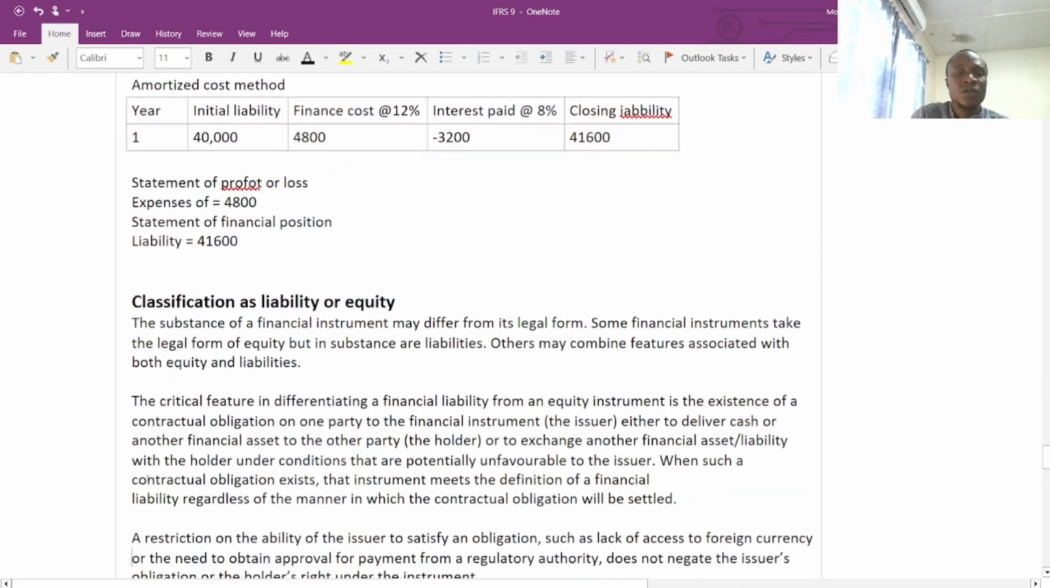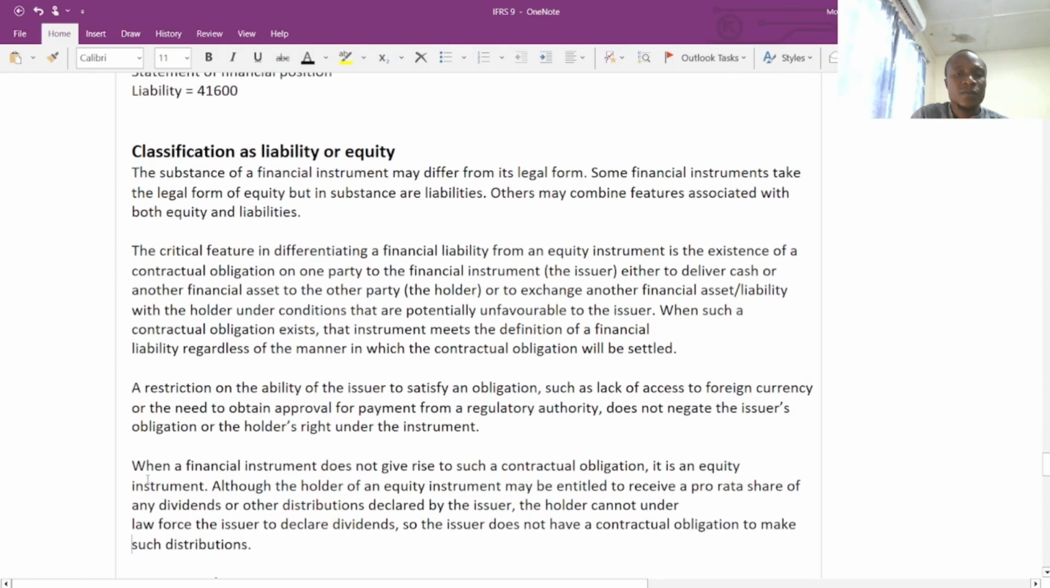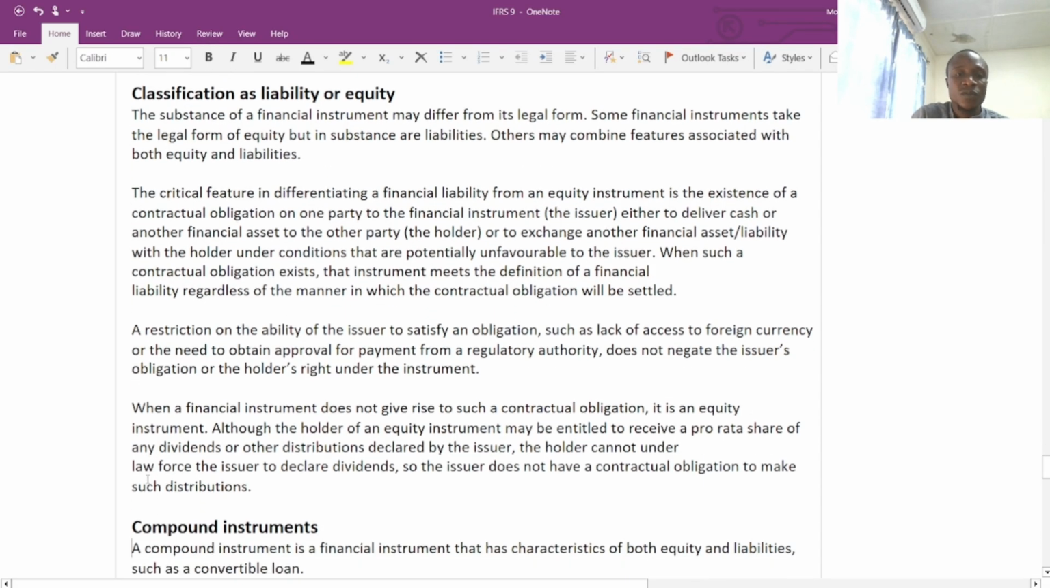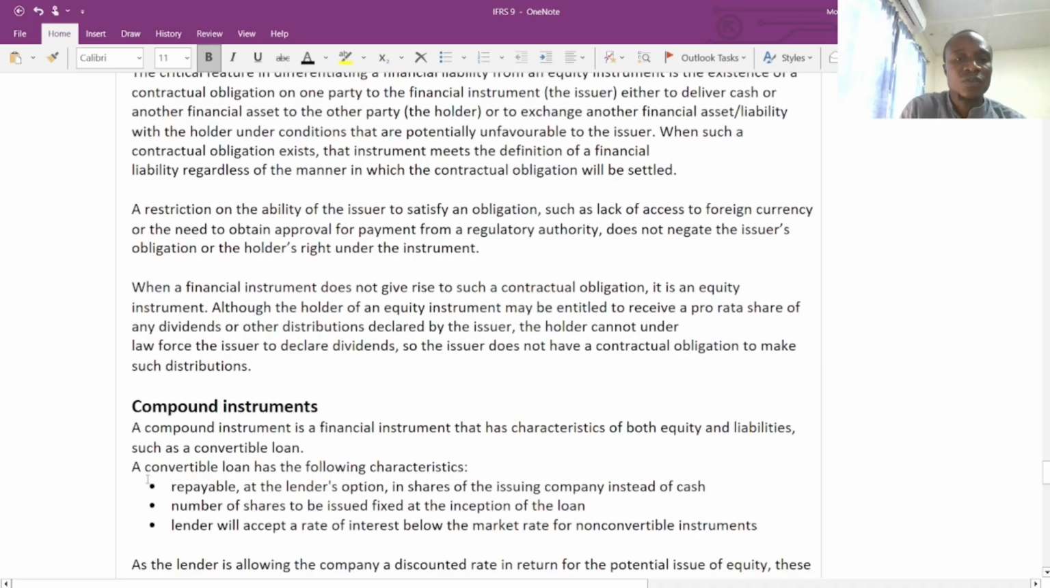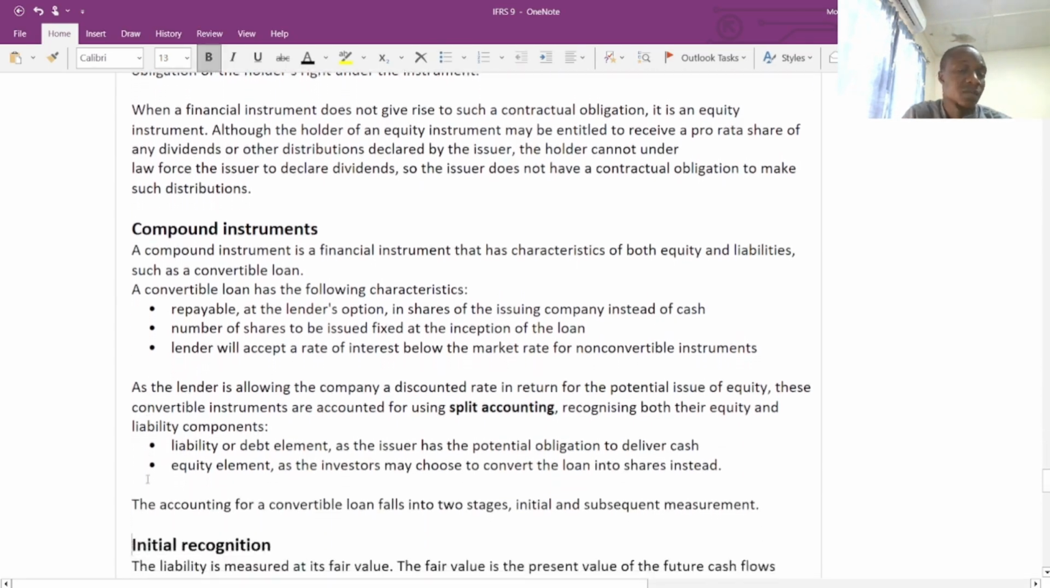So now we are going to look at the classification of liability or equity. Nothing much about this classification. You can read it on your own. I want to start looking at the compound financial instrument, which is very important for the examination.